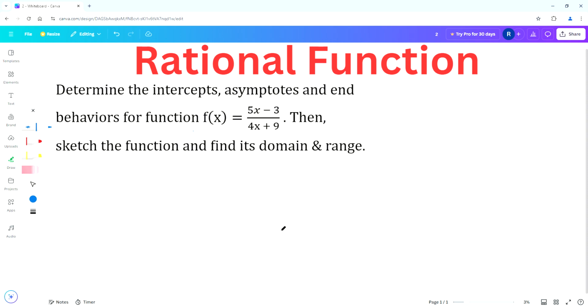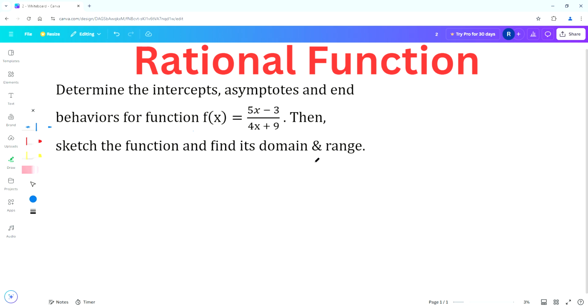So in this video, we'll solve this problem using the concepts of rational functions. As per the problem, determine the intercepts, asymptotes, and end behaviors for the function f of x equals (5x minus 3) over (4x plus 9). Then sketch the function and find its domain and range.